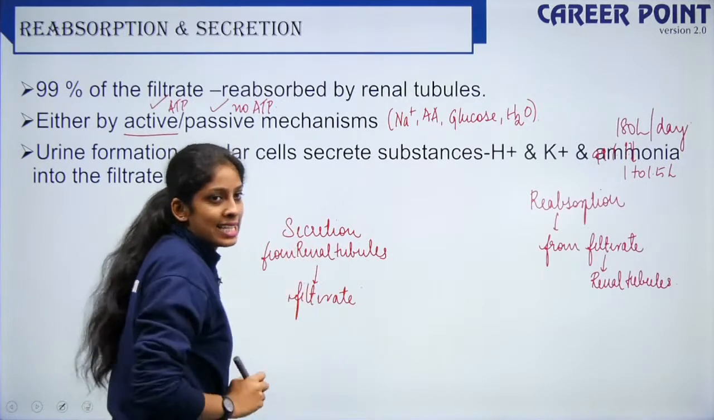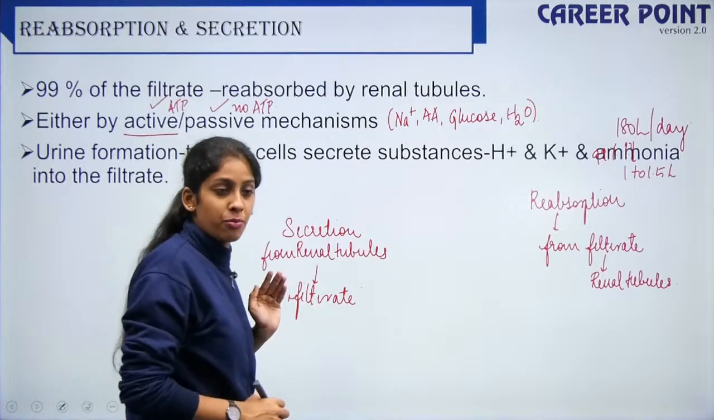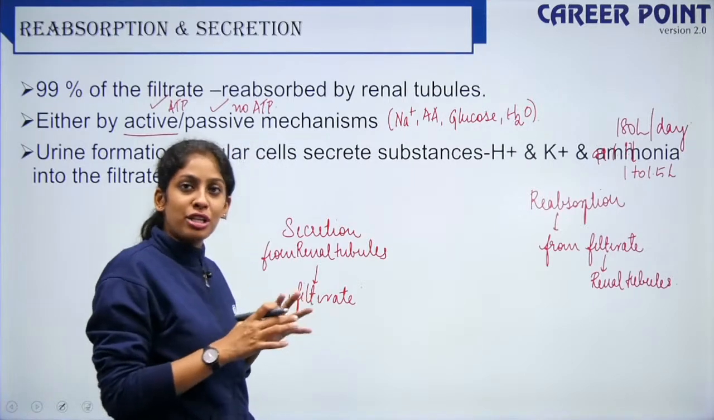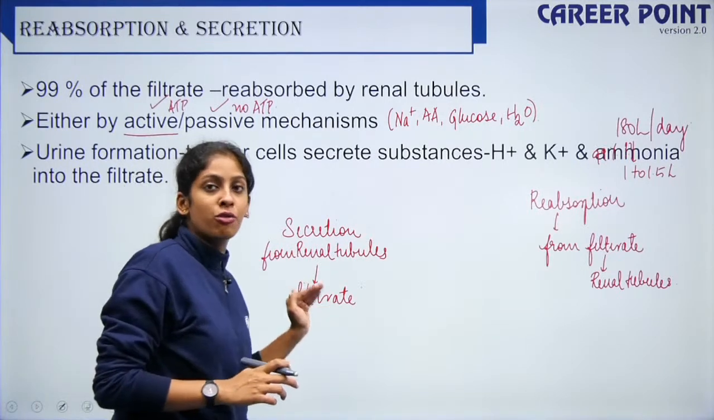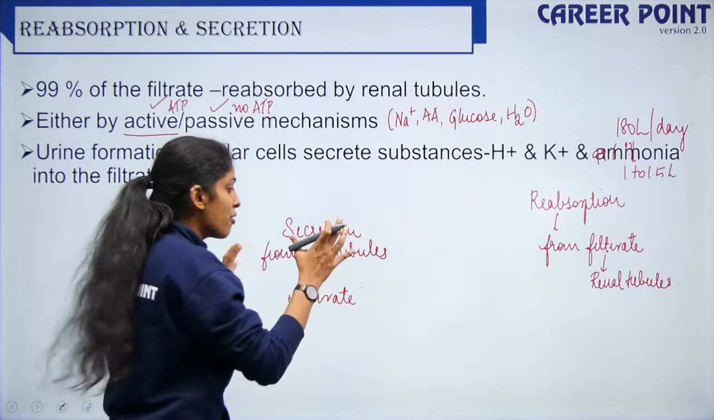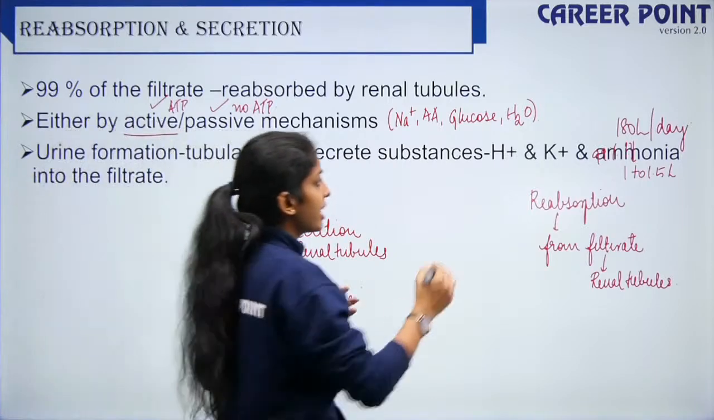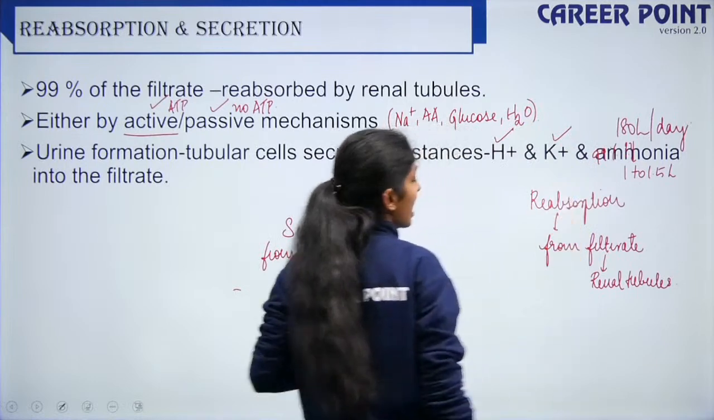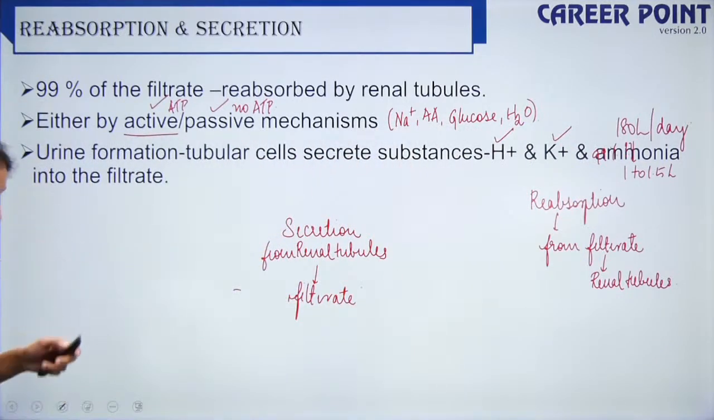But why is secretion happening? To maintain the fluid balance in the filtrate, right? The filtrate also has a pH, right? To maintain the particular fluid balance in the filtrate, your tubules are secreting something. So what is it secreting? It is secreting H+, K+ and ammonia into the filtrate so that it maintains a certain condition.